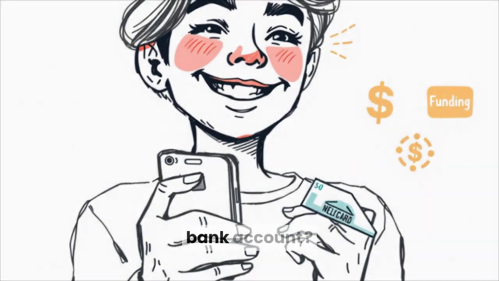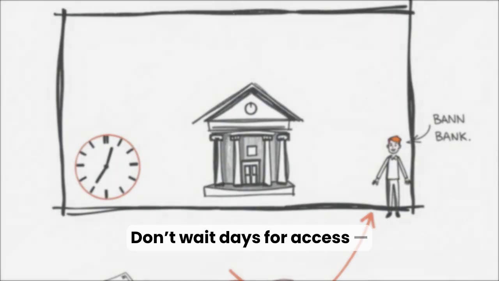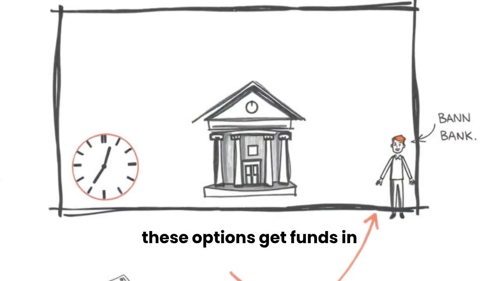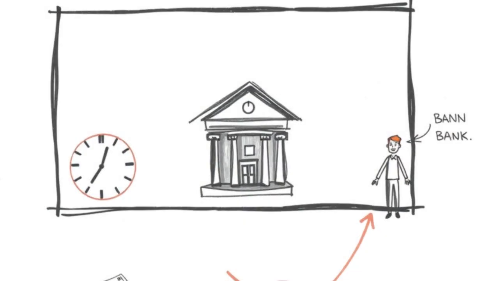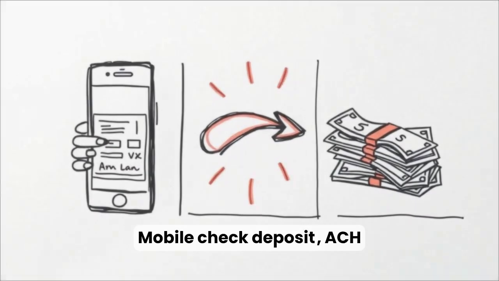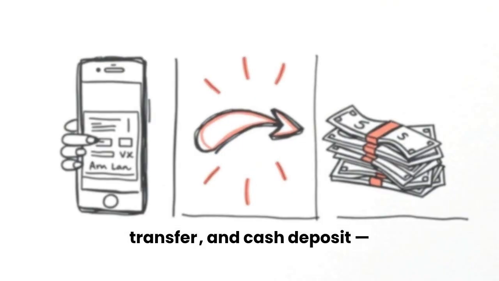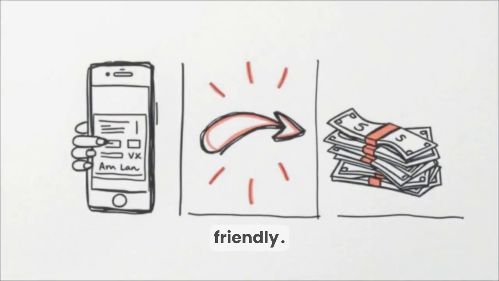Just opened a US bank account? Here are 3 fast ways to fund it. Don't wait days for access. These options get funds in quickly and securely. Mobile check deposit, ACH transfer, and cash deposit. Each is fast and beginner-friendly.